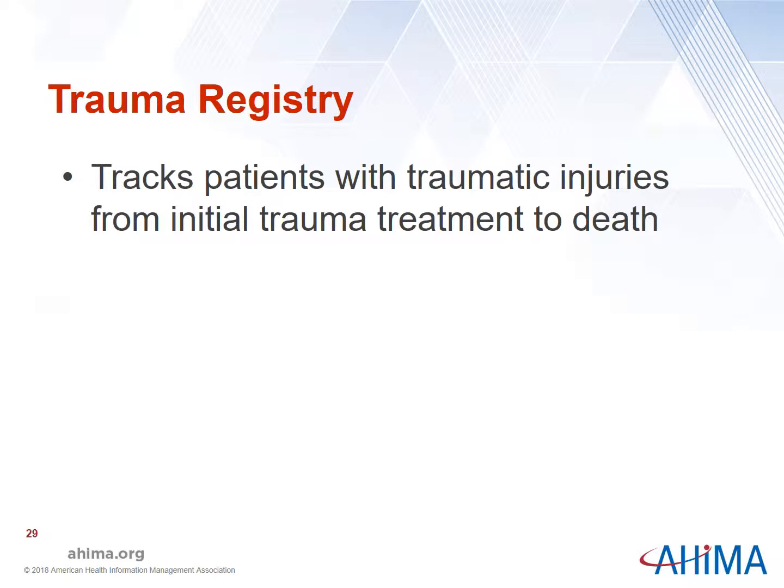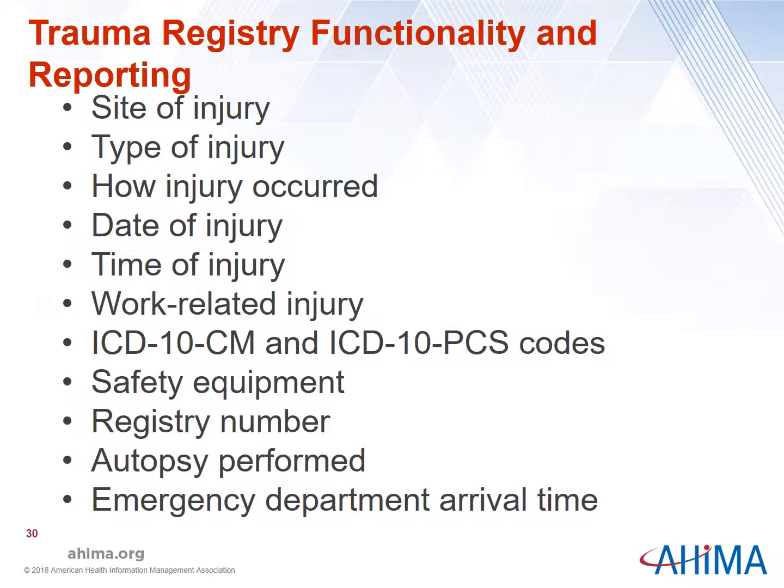The Trauma Registry software tracks patients with traumatic injuries from initial trauma treatment to death. Common data elements include site of injury, type of injury, how the injury occurred, date of injury, time of injury, work-related injury, the ICD-10-CM and ICD-10-PCS codes, safety equipment, registry number, autopsy performed, and emergency department arrival time.